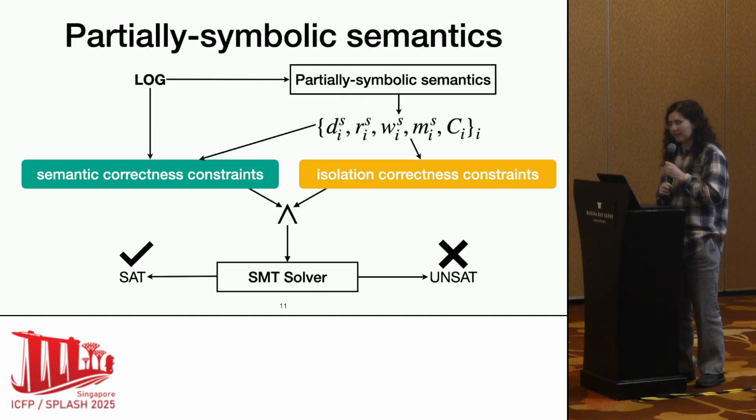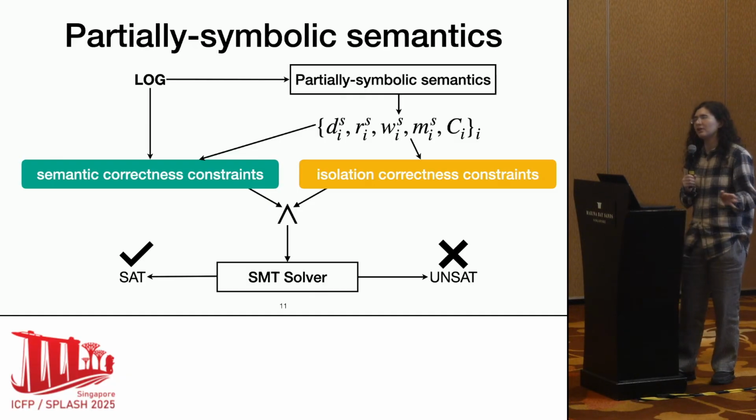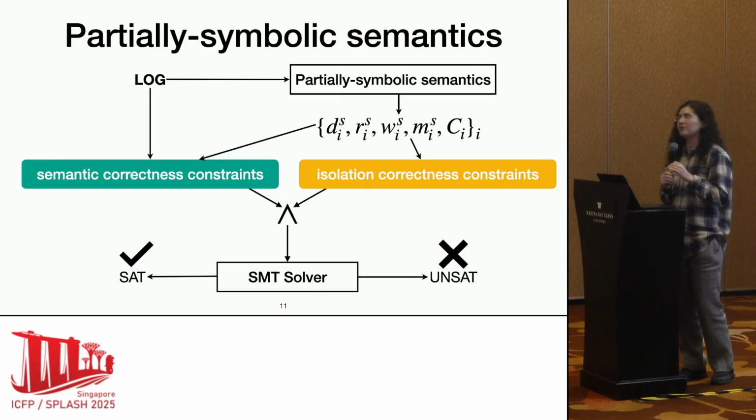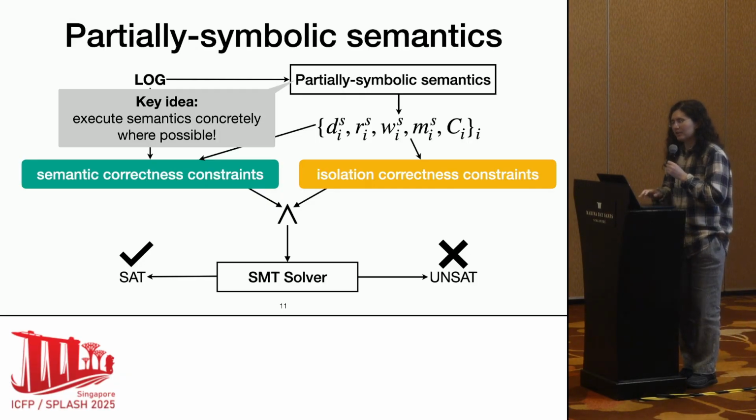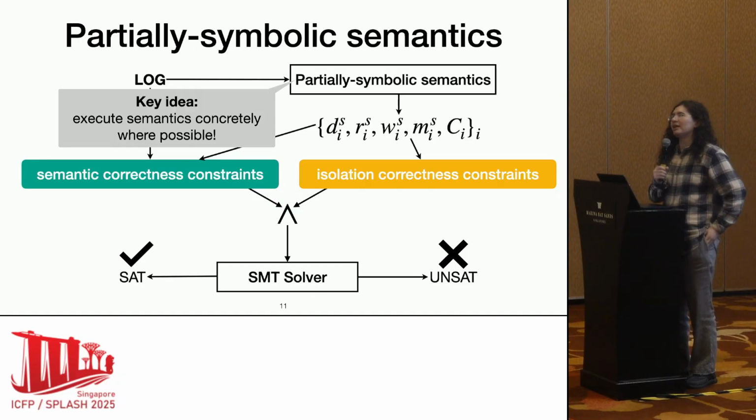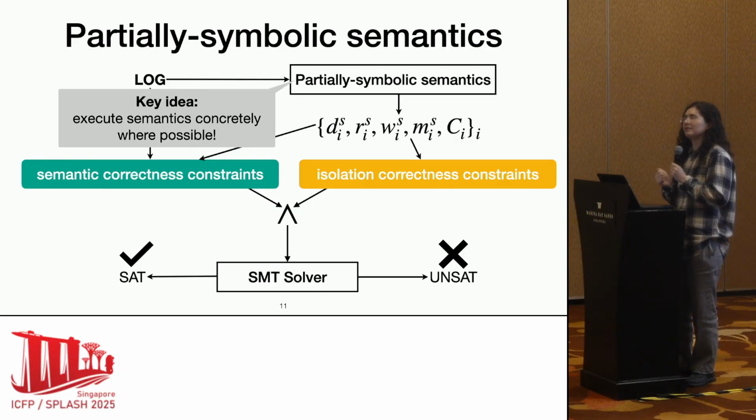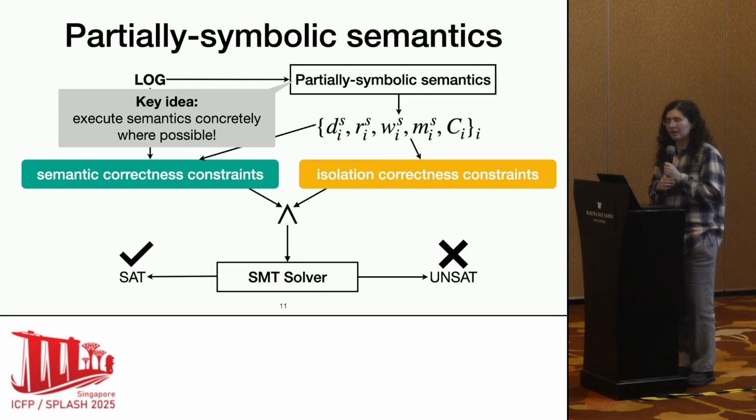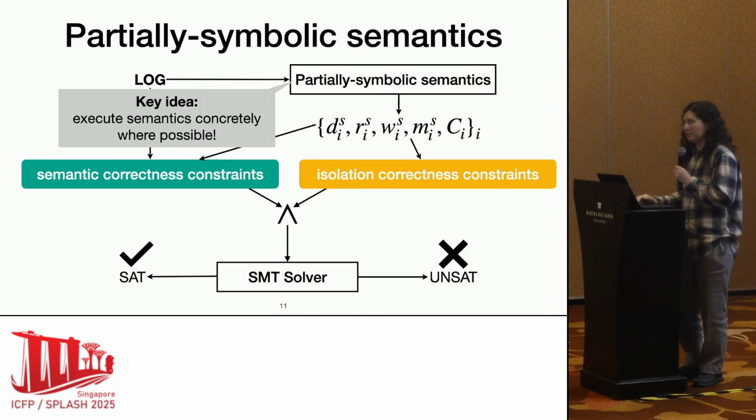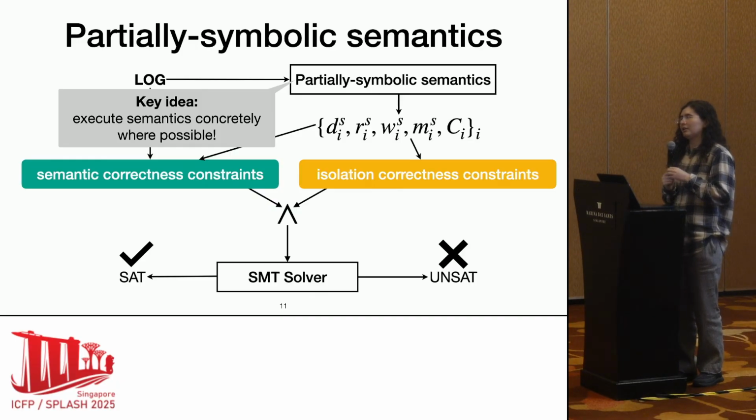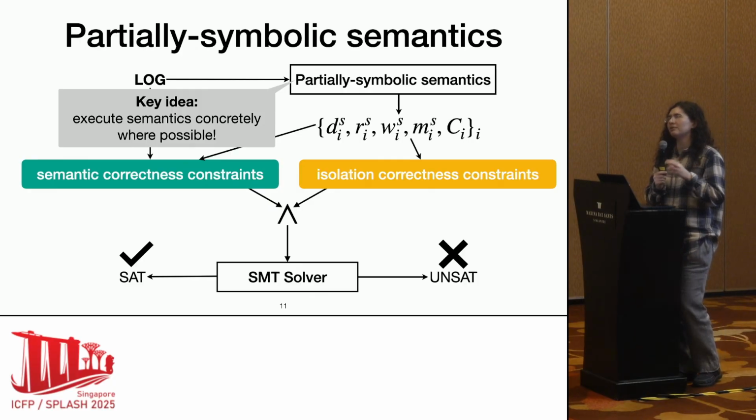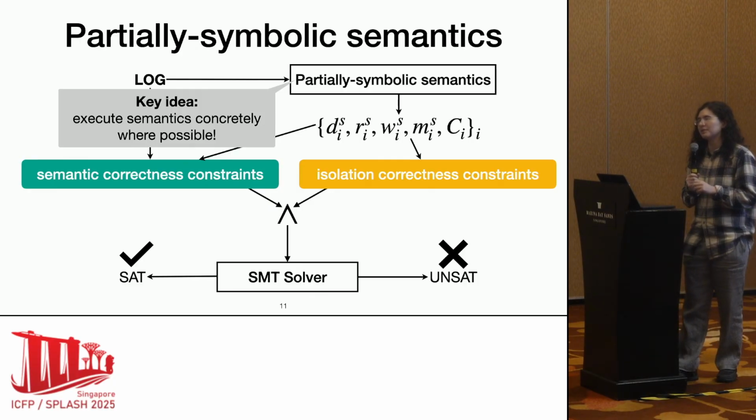So I don't think I'll have time to really talk about what's going on in the partially symbolic semantics, but to give you some idea here, this basically is going to work like symbolic execution when it has to, but it will try to, when possible, execute the semantics concretely if it can, and also maintain as many values concretely as possible. And by doing this, we can greatly reduce the complexity of the formulas that we end up giving to the SMT solver.